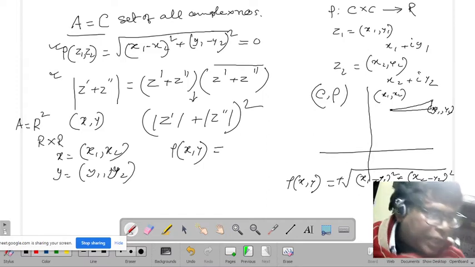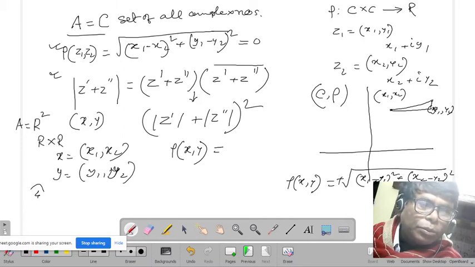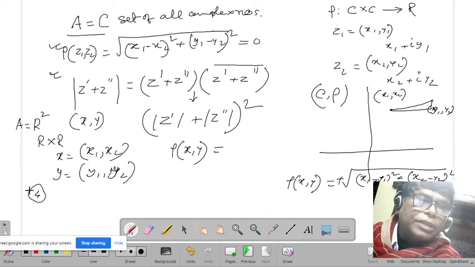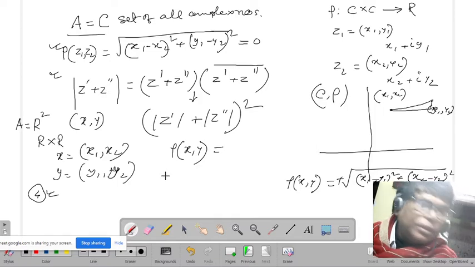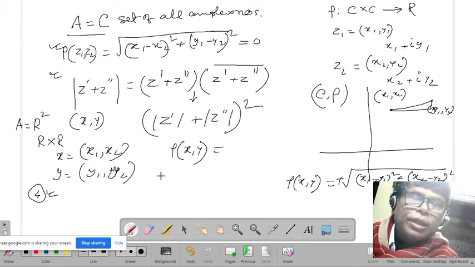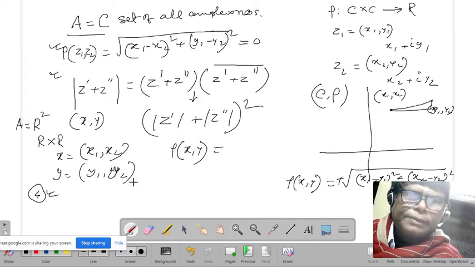I am not giving you this as an assignment, okay, but you have to prove the fourth one, the triangle inequality. I don't need it now, but you can do it yourself. I am not doing it. You can get it in any book very easily. That's why I am not doing it.